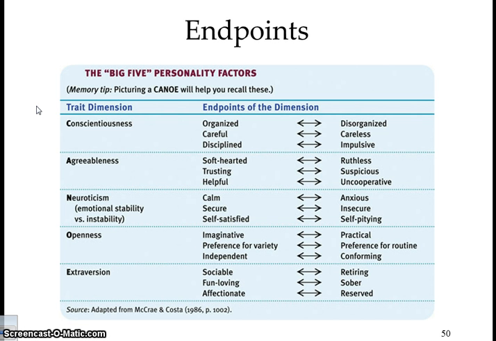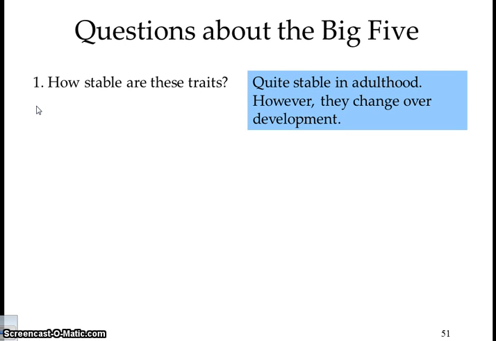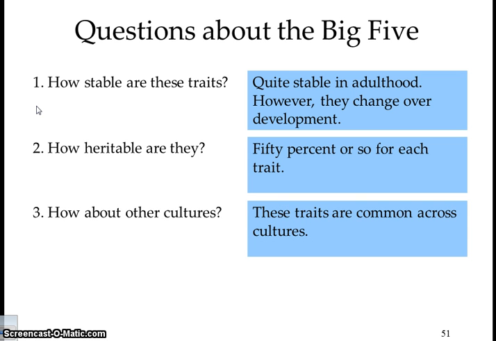An extrovert is someone who's sociable, fun-loving, and affectionate. The other side, the introvert, is retiring, sober, reserved. And this is a pretty easy personality theory. Here are some questions about the Big 5. How stable are these traits? Pretty stable in adulthood. They can change, though, over development. How heritable are they? Hey, you're 50% of your mom and your dad, whether you like it or not, so 50% for the traits. So how about other cultures?